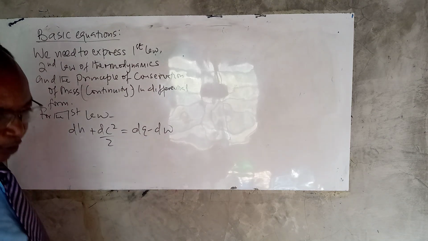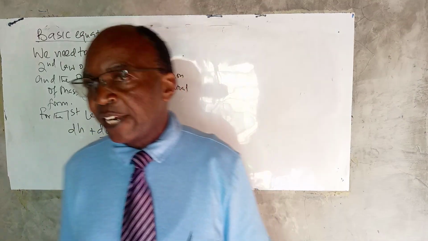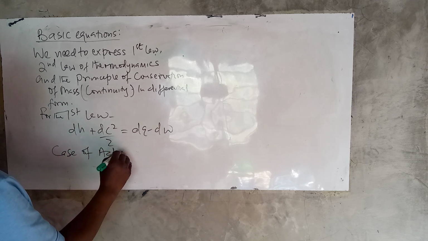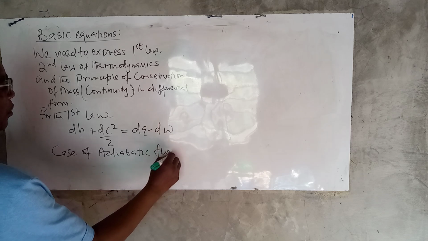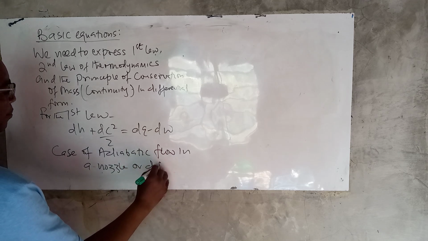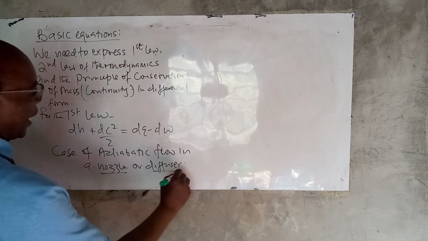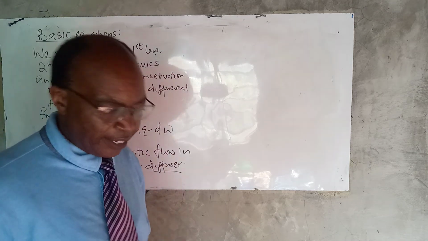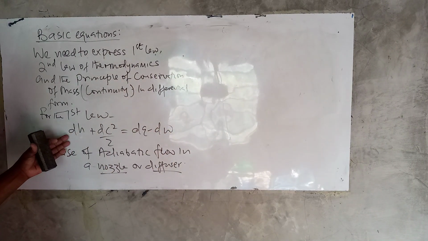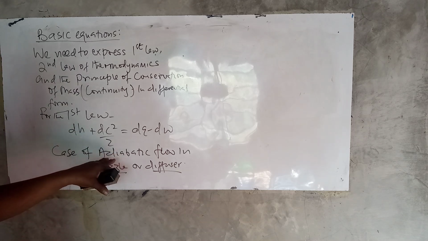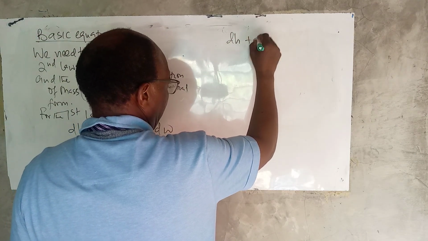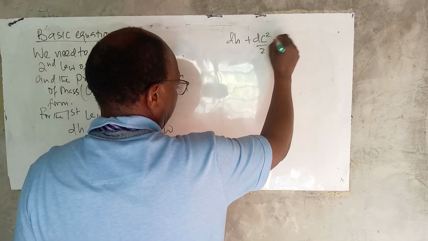So, in the case when you are dealing with an adiabatic flow in a nozzle or a diffuser, and you can check our earlier lectures where we worked on nozzles partly, that particular expression will be dH plus d(C squared over 2) is equal to 0.